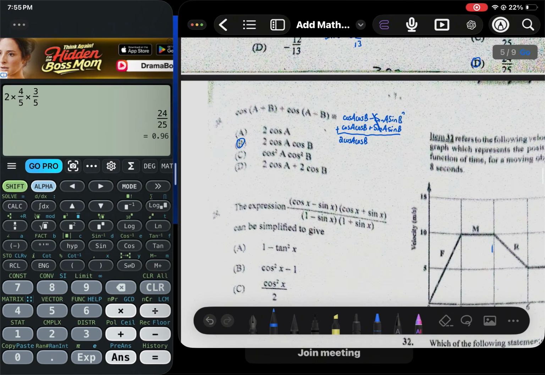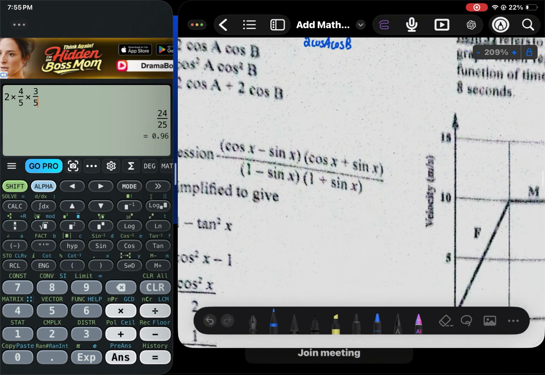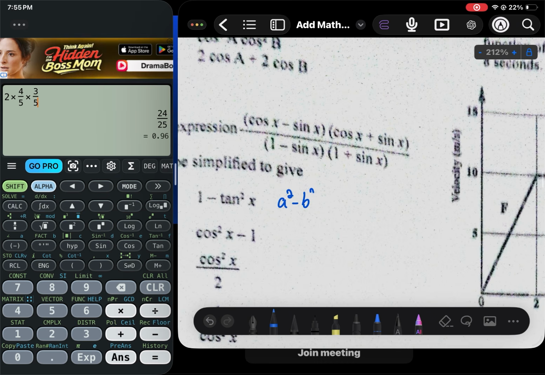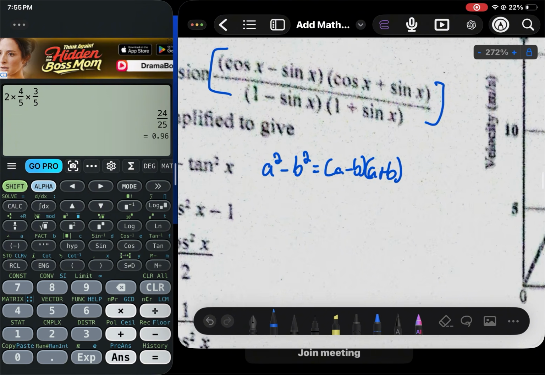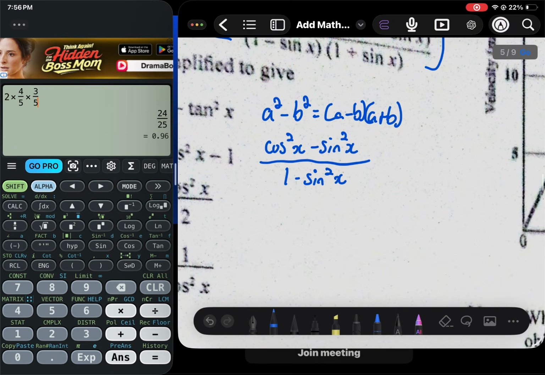The expression open bracket cosine x minus sine x close bracket open bracket cosine x plus sine x close bracket, all over open bracket 1 minus sine x close bracket open bracket 1 plus sine x close bracket, can be simplified to... Okay, recall that a squared minus b squared is equal to a minus b, a plus b. Therefore, this is just the difference of two squares in the numerator and denominator. So our numerator will give us cosine squared x minus sine squared x over 1 minus sine squared x. And using the Pythagorean identity, which states that cosine squared x plus sine squared x is equal to 1, we know that 1 minus sine squared x is the same thing as cosine squared x.